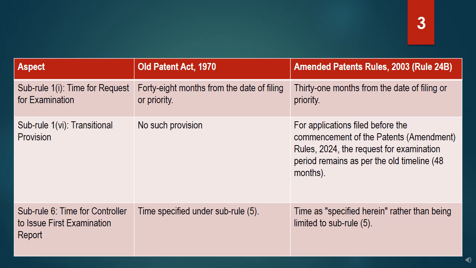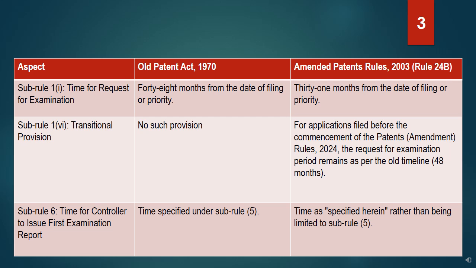New clause 6. According to the new provision, for patent applications filed before the Patent Amendment Rules 2024 come into effect, the old 48-month period will still apply. Means, if you filed your patent application before these new rules were introduced, you will still have 48 months to request an examination. This ensures that the rule change does not affect older applications and provides a transition period.